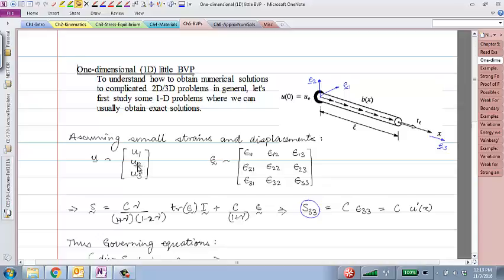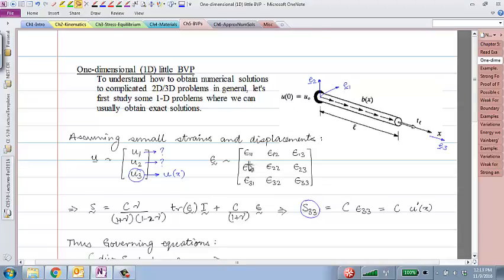So those would be non-zero, but how can we find them? If I know the strains, indeed, those two would be non-zero unknowns, but they will be dependent on U3. This thing I will call a scalar function of x. That's the main unknown that we are going to try to find for this particular problem.